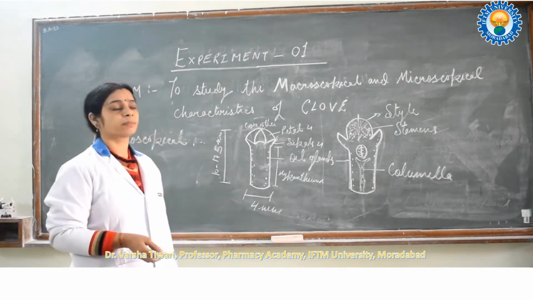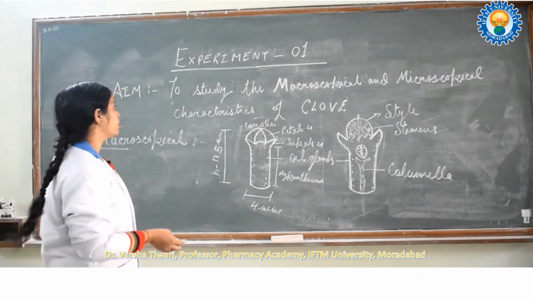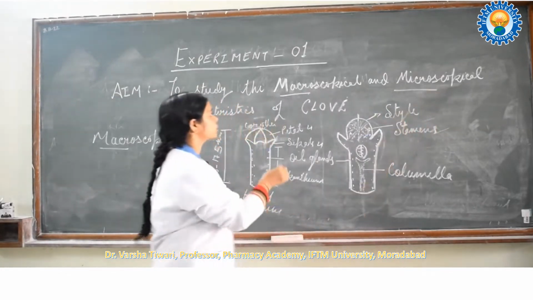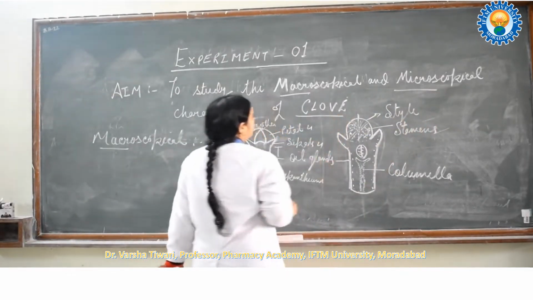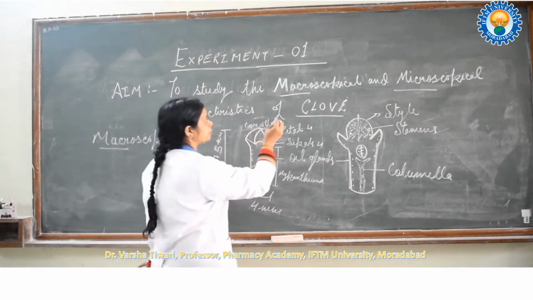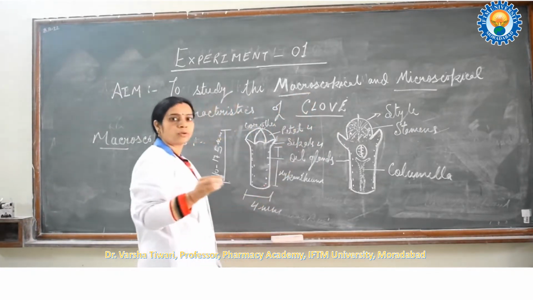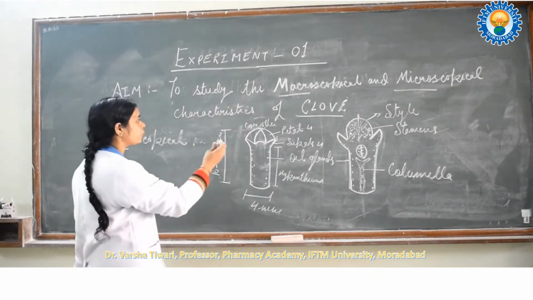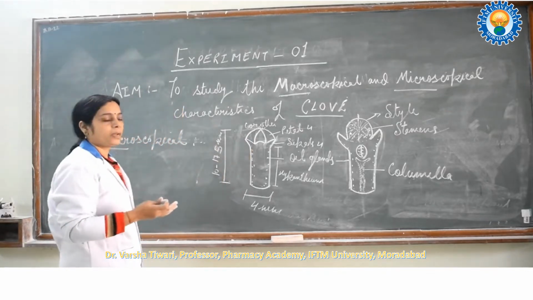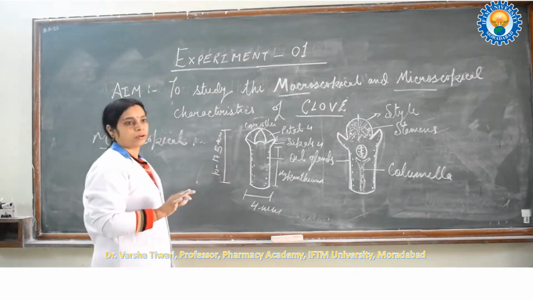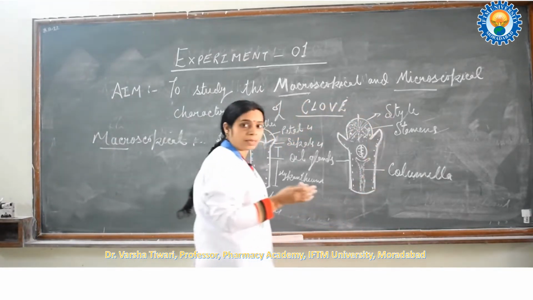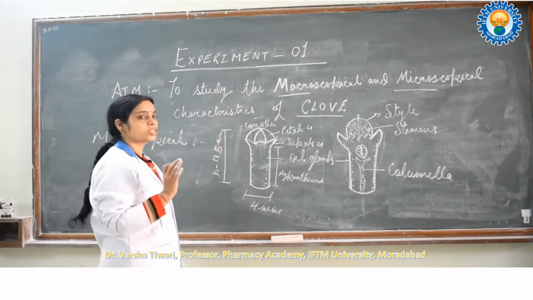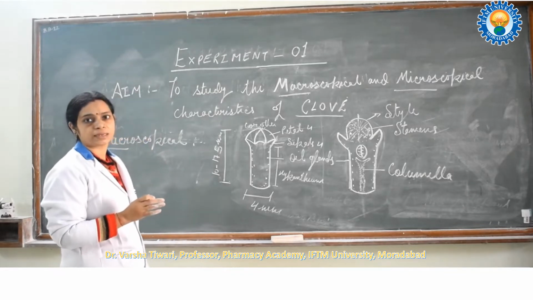Today we are going to perform experiment number 1. The aim of this experiment is to study the macroscopical and microscopical characteristics of clove. So what do you mean by macroscopical? As the term denotes, macro means you have to observe the gross structures or characteristics of the clove, like the color, odor, shape, and whatever you can observe in the morphology. And in the microscopical studies, we are going to do the TS, transverse section studies. So first of all, we will study the macroscopical characteristics of clove.